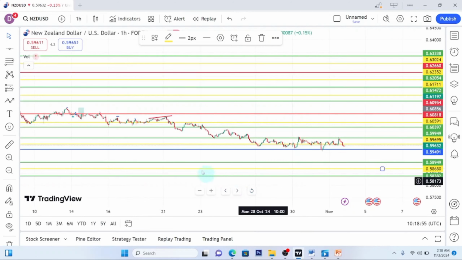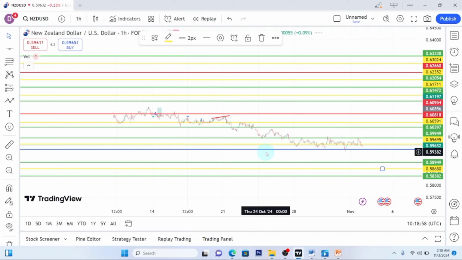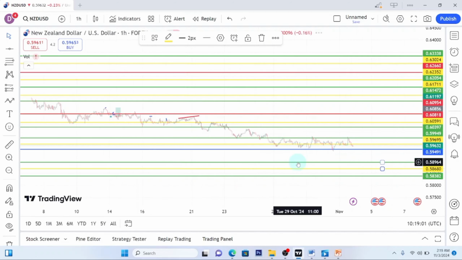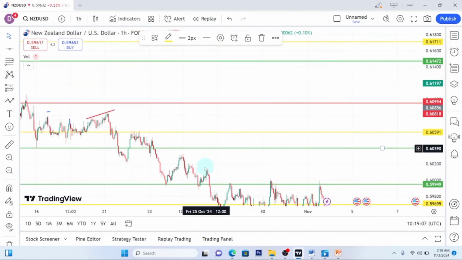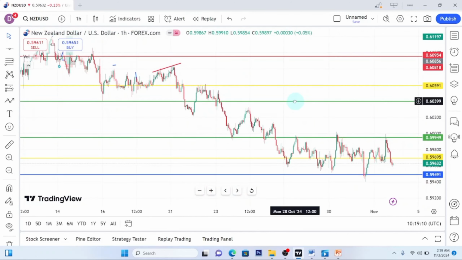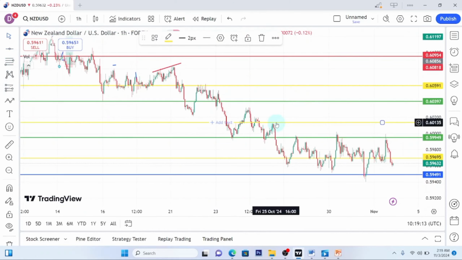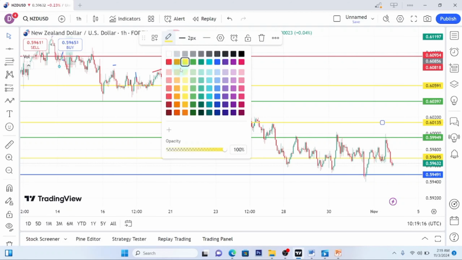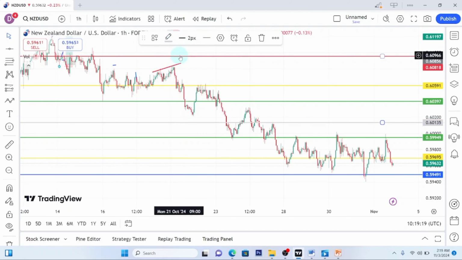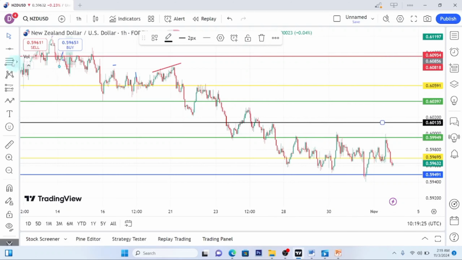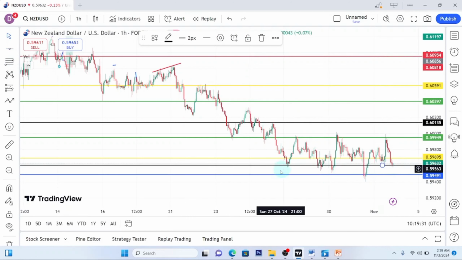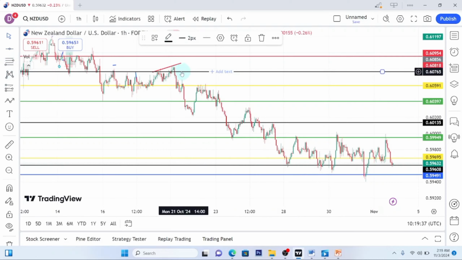So you can see now all these are resistance and support zones for when you are taking a trade. This is a 1 hour. Okay, this is a 1 hour. Let's take another color, gray or black. Black should be fine. Good. So doing this will help you to really know how to identify a zone and then know how to take your trades.